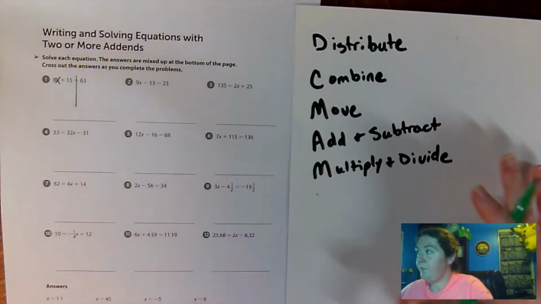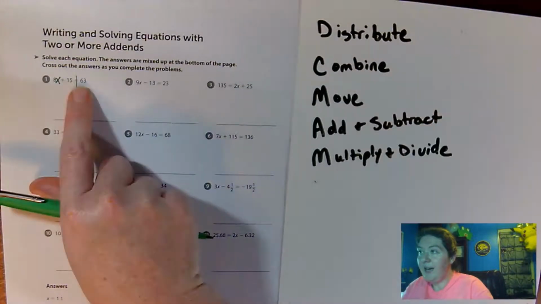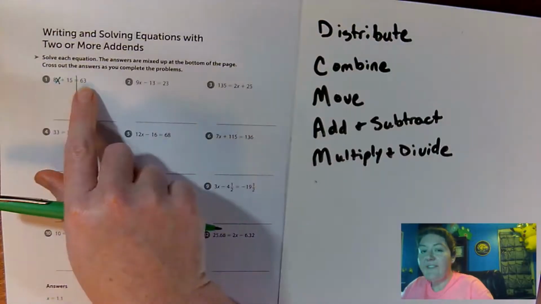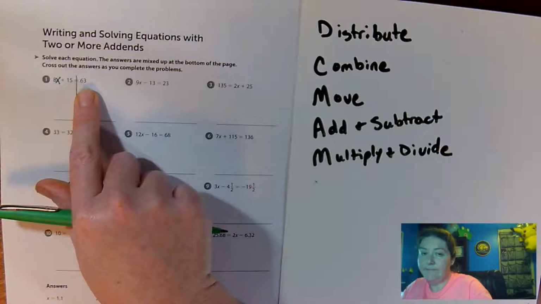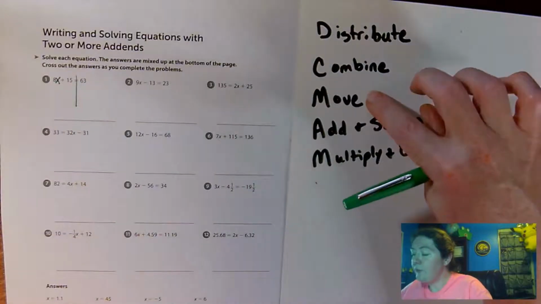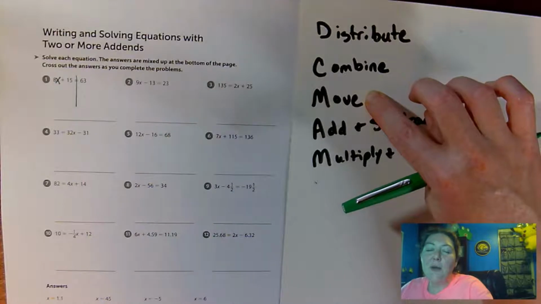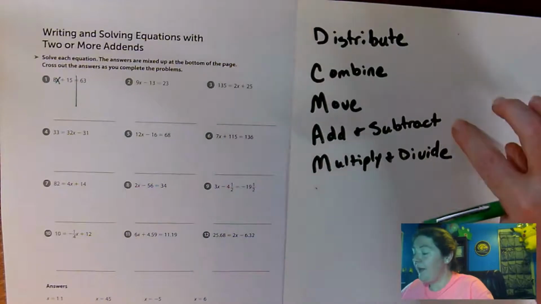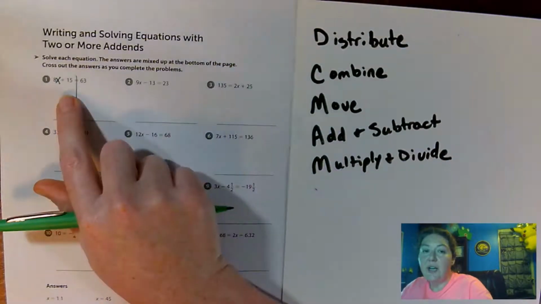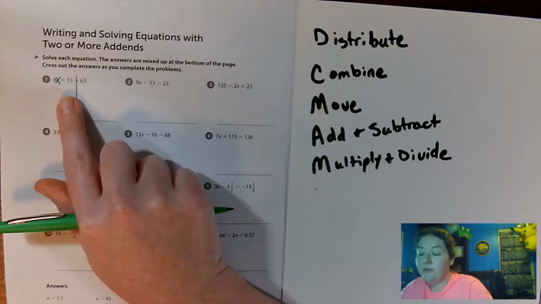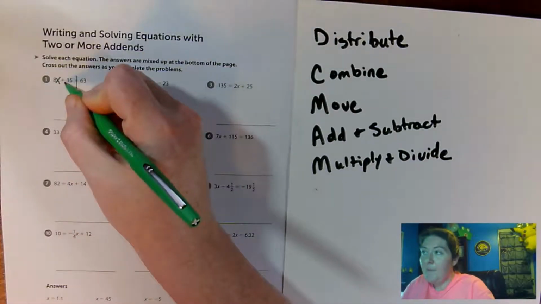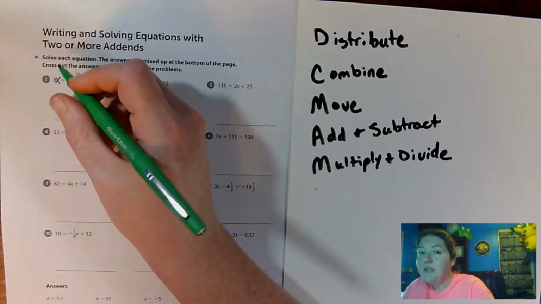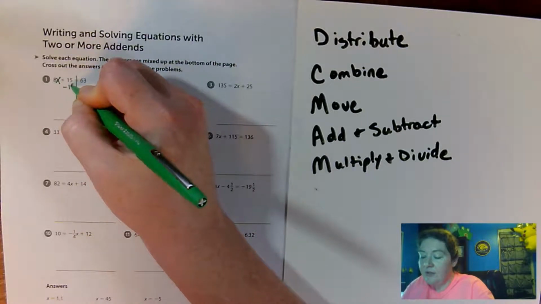So, D, distribute. Do I have anything to distribute? Nope, sure don't. C, combine. Do I have any families that need to be combined? Nope, sure don't. Move. I can hear one of you right now say, no, we haven't done that yet. Well, you're right, we have nothing to move. Add and subtract. Is there any addition and subtraction going on with the side of the variable? Yes, yes there is. Positive 15. How do I undo positive 15? The opposite of positive 15 is negative 15.